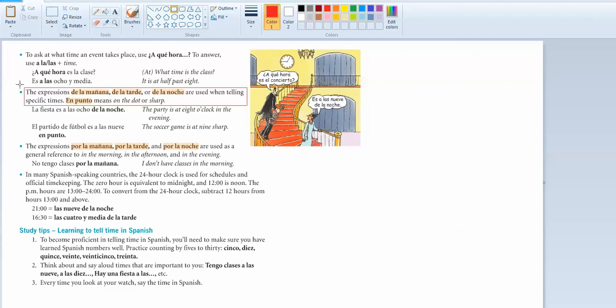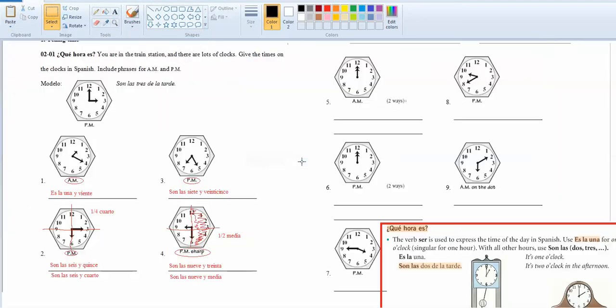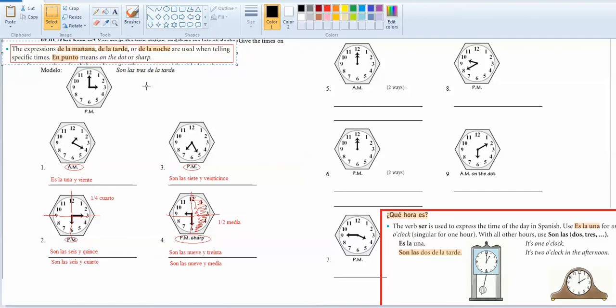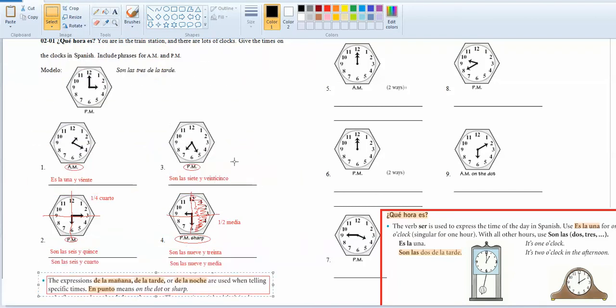So actually, you know what? Let's copy that. I don't know if there's anywhere I can really put it, but okay, so we've got it down here, de la mañana, de la tarde, de la noche.